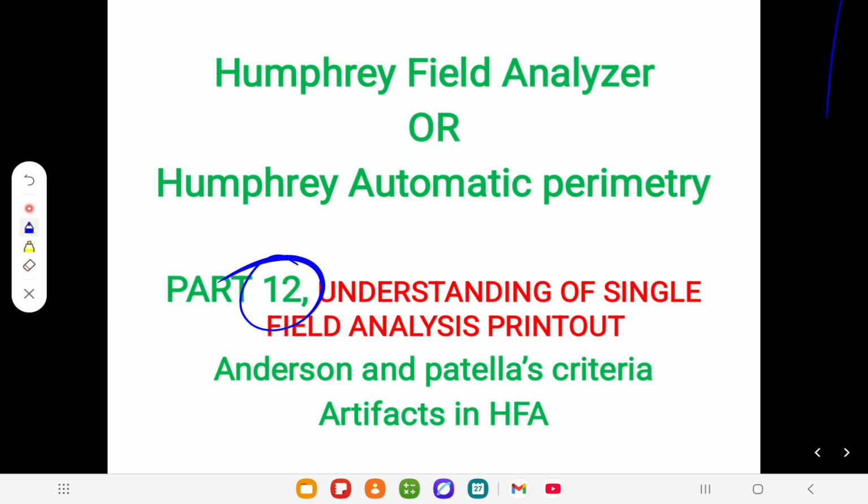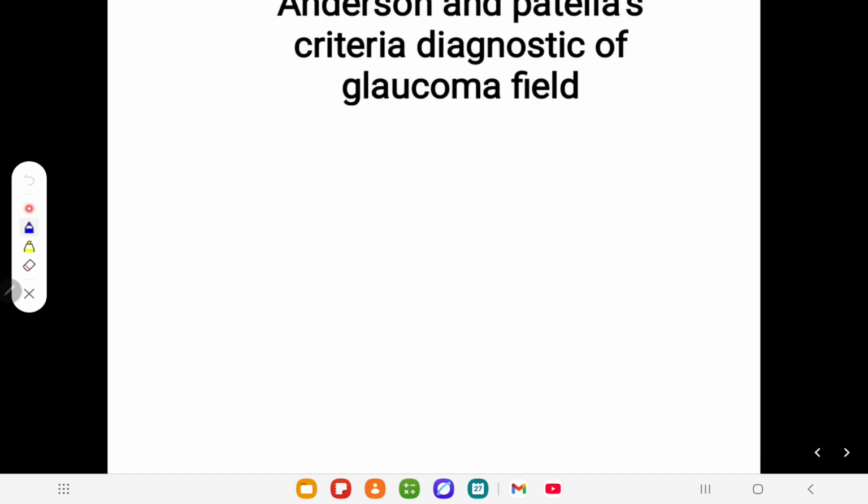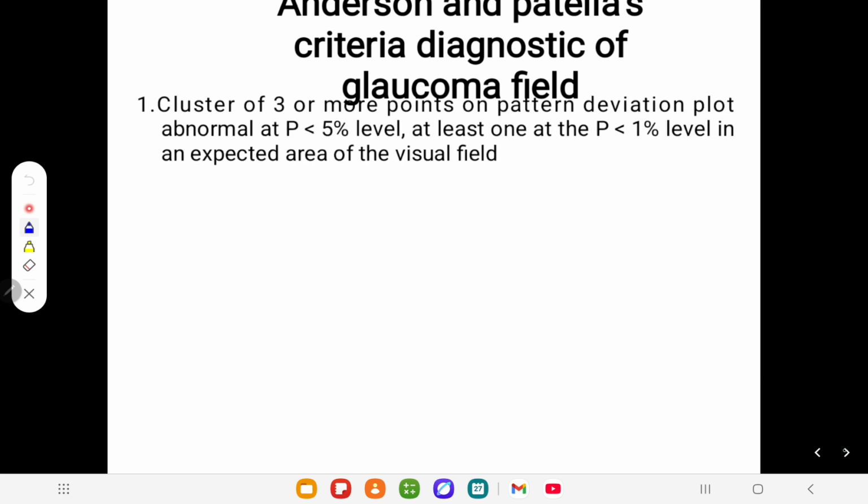Okay. So today we are going to discuss Anderson's and Patella's criteria, obviously, which are very important criteria, and the large chunk of today's video will be artifacts in the Humphrey field analyzer. So let's move to the Anderson's and Patella's criteria for diagnosis of glaucoma.